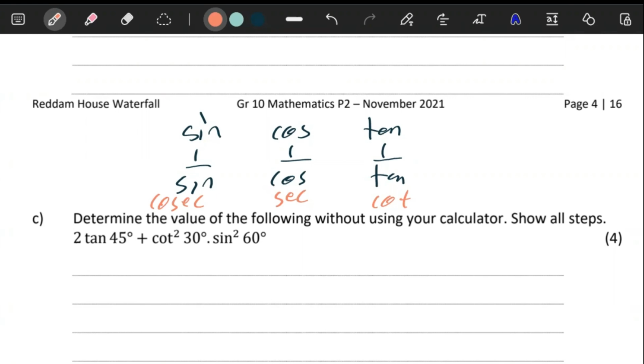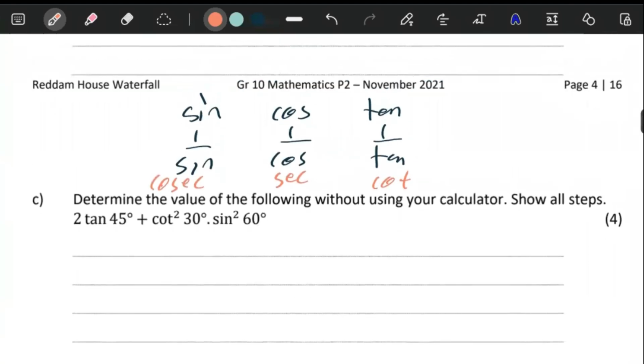So the big idea is, with all this being said, you want to keep in mind that when we are seeing cot, we should just remember that it's just 1 over tan. So if it's squared, it means that we have to square this 1 over the tan. But anyways, let's see.